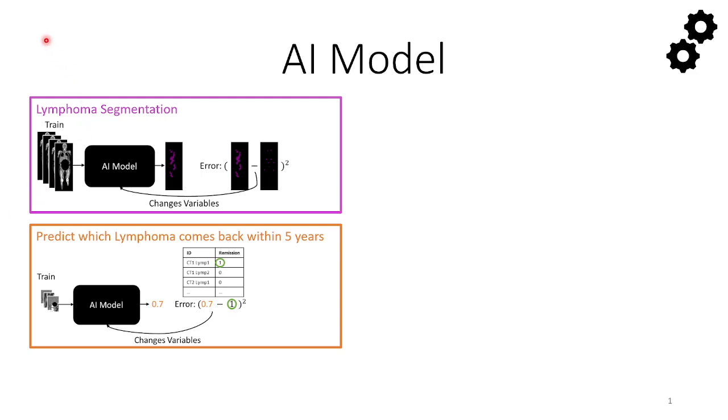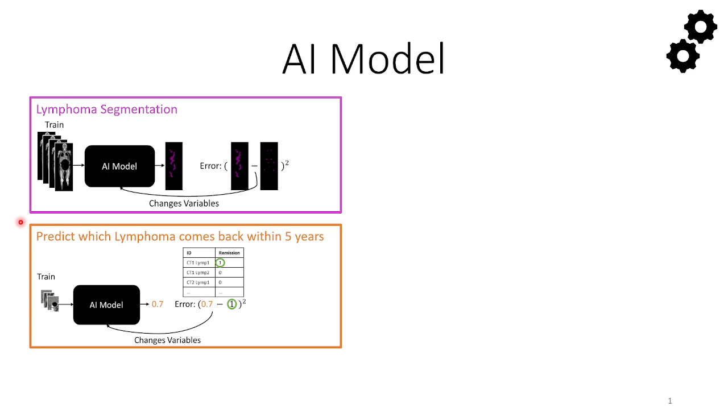So here we have our two example tasks from the clinical routine. Those are the two tasks we want to build an AI model for. So we have the lymphoma segmentation. Here the model should be trained to locate all the lymphomas in the body and to segment them. And down here we have the prediction task. Here the AI model should learn to predict which lymphoma comes back within the next 5 years.